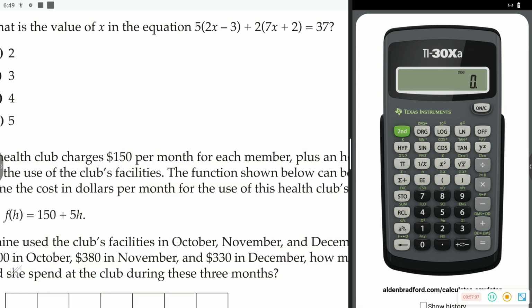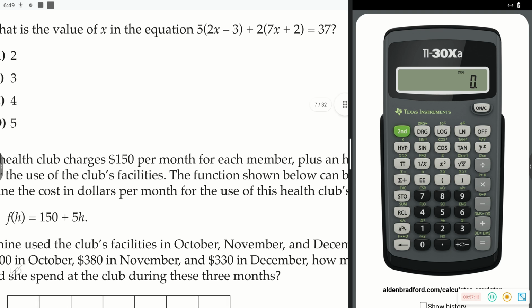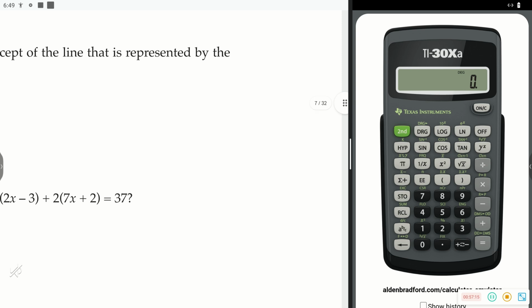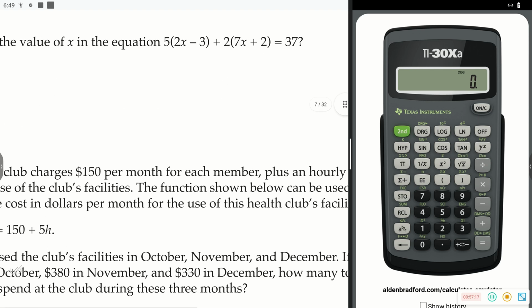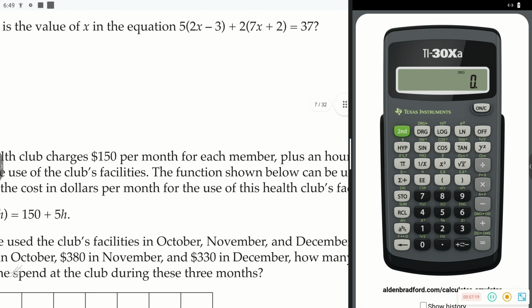Whenever we see this, the first step we're going to want to do is distribute. Oops, I have to make a little line on the board so it doesn't do that. That's why I always start with this. We'll just solve it and we'll see what the answer is. So we do 5 times 2x and then 5 times negative 3. And we do 2 times 7x and then 2 times 2.